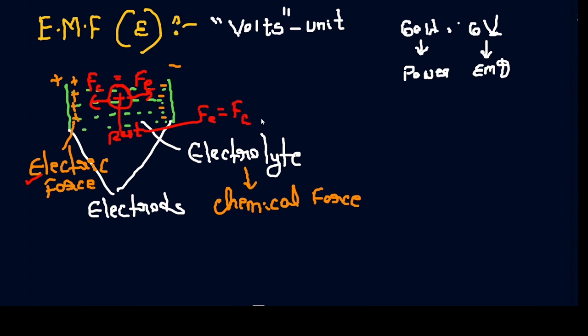When you are buying any battery or cell, it is in this condition. That means potential difference equals electric force equals chemical force. But whenever you connect it to any other conductor, for example, now I have connected it to a conductor.